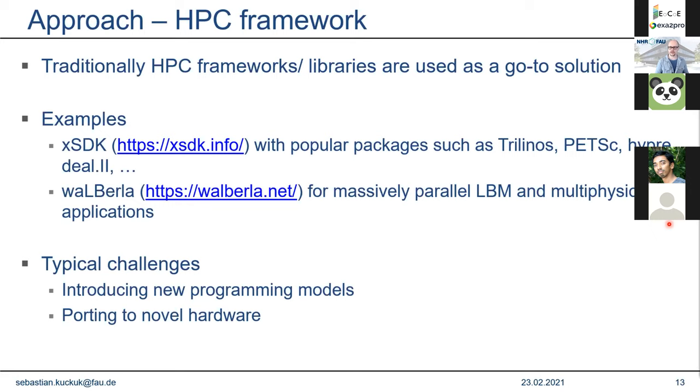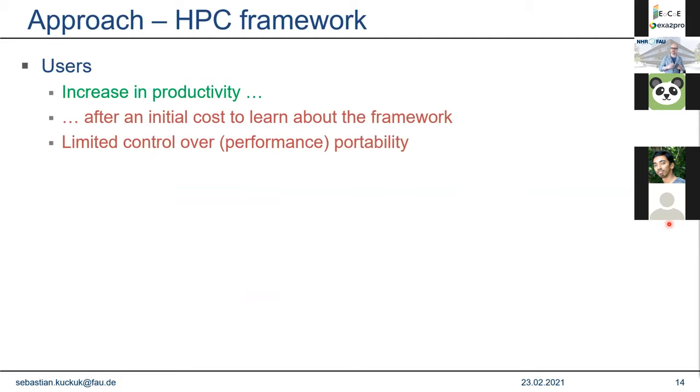But nevertheless, since this is state of the art, I just want to evaluate this very quickly as well. For users of an HPC framework, there's an increase in productivity because they can rely on stuff that's already implemented. But of course, there's also an initial cost to learn about a framework. And in the end, they have limited control over performance portability, because whatever the framework implements as performance portability is what the user gets. So this is hard to change.